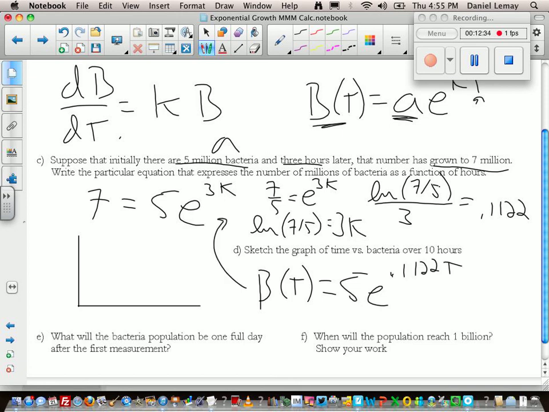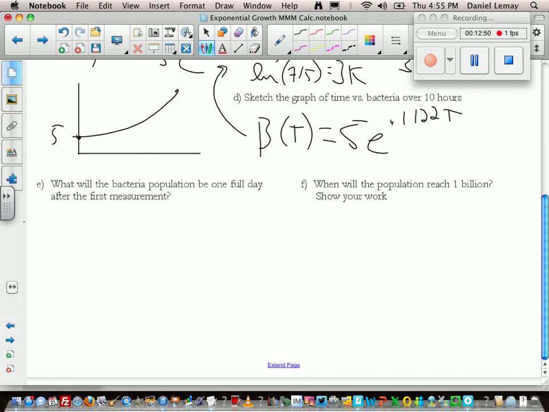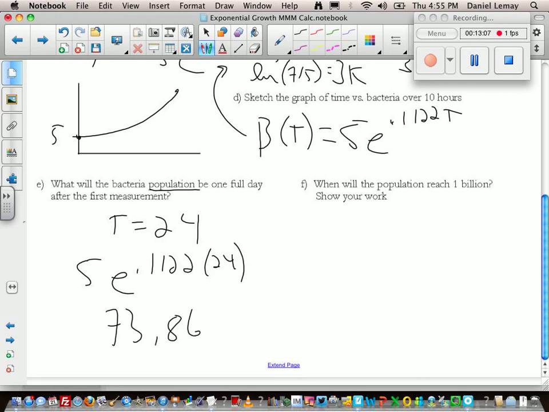What's this going to look like over 10 hours? It's an exponential growth equation, right? So we know it's going to look something like that. That's 5. It's going through the 5 million mark. What will the bacteria population be after a full day? Well, t is measured in hours, so that's 24 hours. So 5e to the 0.1122 times 24. You crunch that, I came up with 73.864 million.